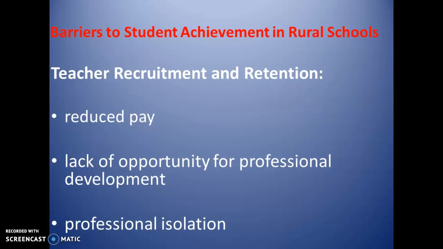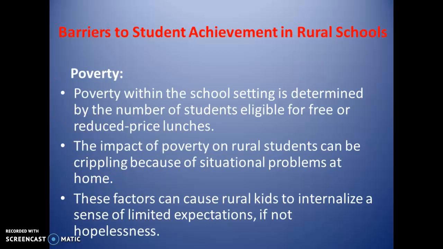Barriers to student achievement in rural schools: teacher recruitment and retention. We know that teachers in rural schools historically get paid less than teachers in urban schools, and that has a lot to do with the small population within rural school districts and schools. Also, there is a lack of opportunity for professional development and then professional isolation. Sometimes you may have only one math teacher, so he or she does not have anyone to collaborate with. So then they begin to have that feeling of being professionally isolated.